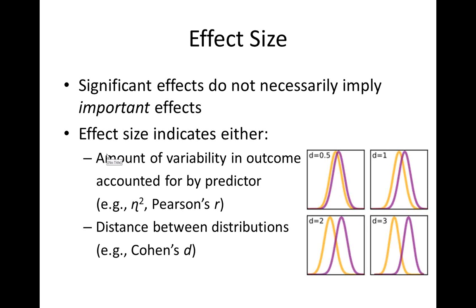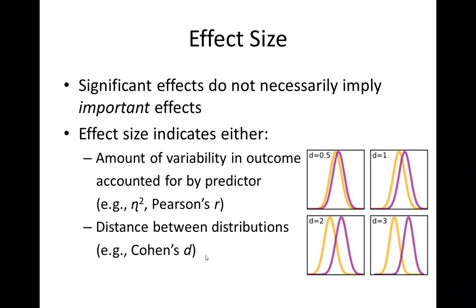Well, not kind of, that is what it tells you. It either tells you the amount of variability in the outcome accounted for by your predictor. In this case, it would be the treatment that you're implementing. And this is what eta squared and Pearson's R tell you. Or it'll tell you the distance between distributions. This is what this little set of examples actually pertains to, which is typically using Cohen's D. So there's just some examples of effect sizes.